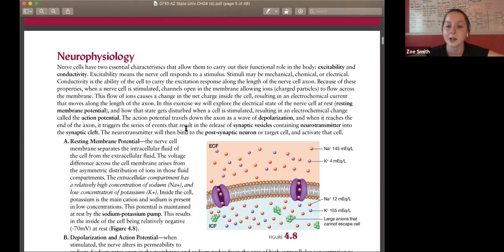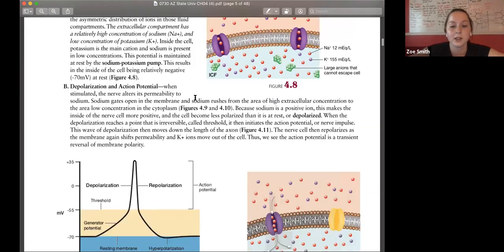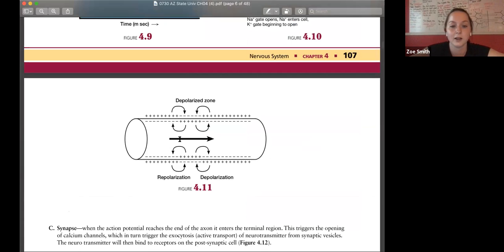In this exercise, we will explore the electrical state of the nerve cell at rest, which is referred to as the resting membrane potential, and how that state gets disrupted or disturbed when a cell is stimulated, resulting in an electrochemical change called the action potential. The action potential travels down the axon as a wave of depolarization, which you can see in this image. That arrow is the action potential, going down the axon as a wave of depolarization.